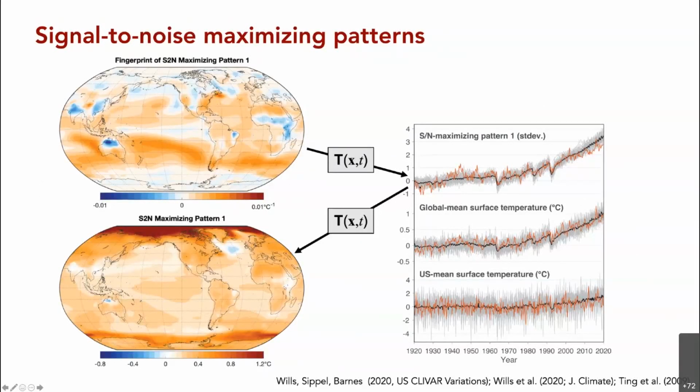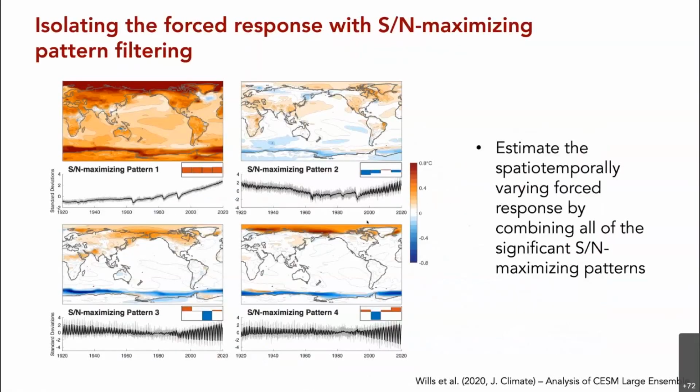Much like principal components and EOFs, multiplying this by the temperature data gets you this pattern of change, which is representing the forced response of global warming. And you can find many more of these patterns. It's not just one pattern to represent the forced response. I won't get into the details of those. These patterns are discussed in more detail in my full-length Journal of Climate paper.